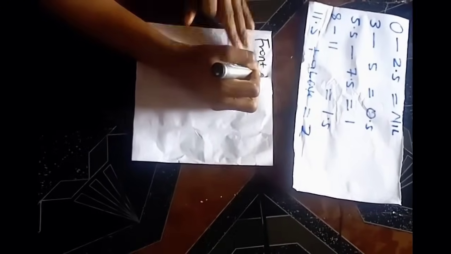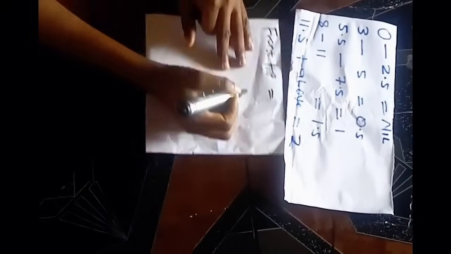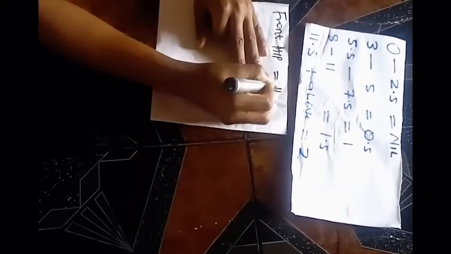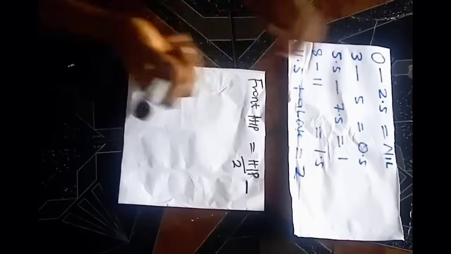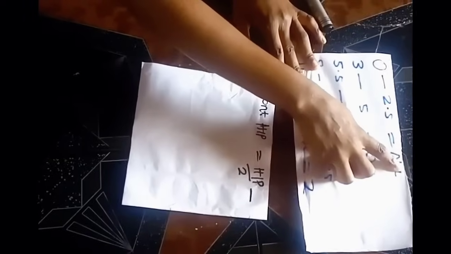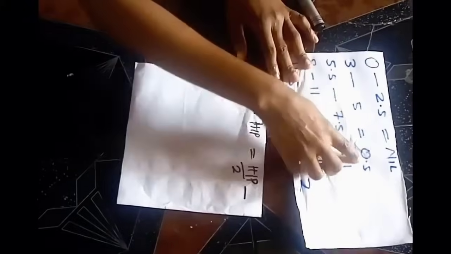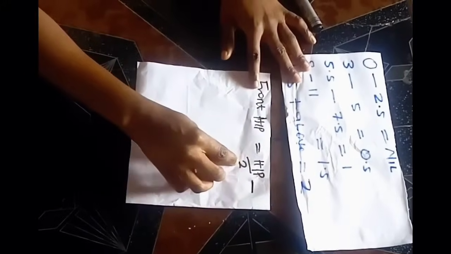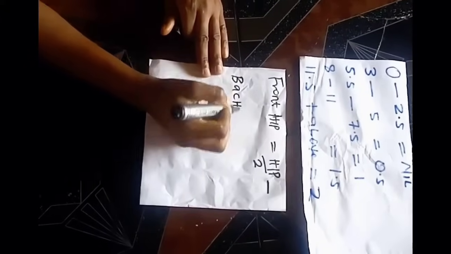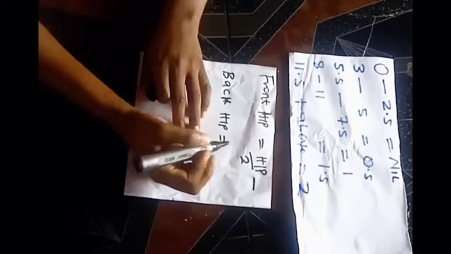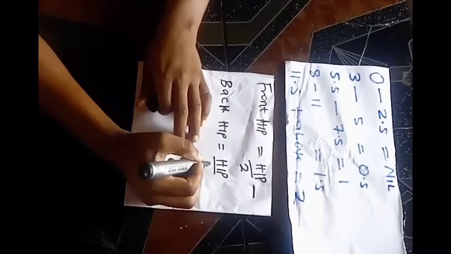formula now. So for the front hip, the formula is your hip circumference divided by 2 minus whatever value you got, whether 0.5, 1 inch, 1.5, or 2 inches. Do you understand? So the front hip is equal to hip divided by 2 minus whatever value you have from calculating your client's difference between the waist and the hip. For the back hip, it is your hip divided by 2 plus whatever value you got.